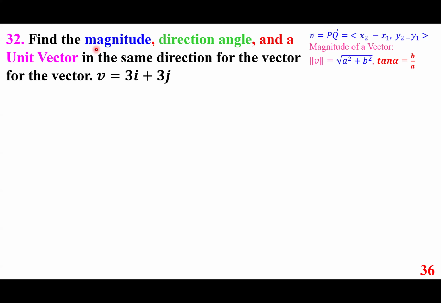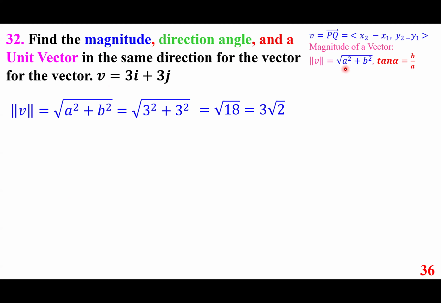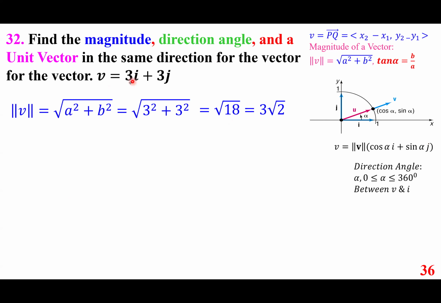Find the magnitude, direction angle, and a unit vector in the same direction for this vector. First, let's get the magnitude, square root of a squared plus b squared. 3 squared and 3 squared, 9 and 9 is 18. By now, you know it's 9 times 2, 3 square root of 2. Direction angle, tan of alpha is b over a, 3 over 3, which makes it 1, and it's in the first quadrant, of course, right? So that makes it 45 degrees or pi over 4.